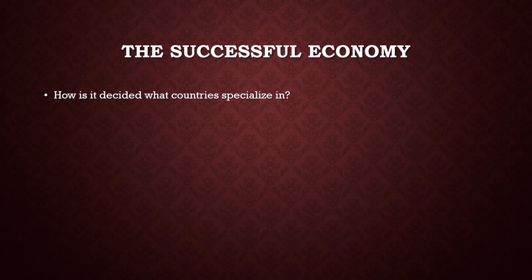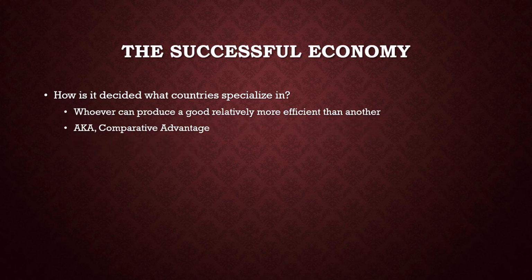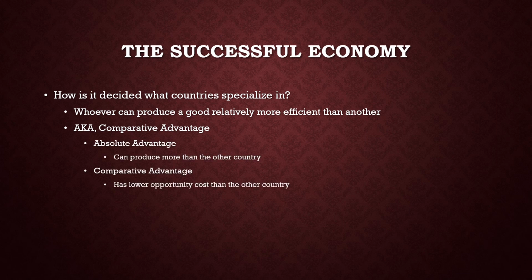The last issue he mentions is a little more of a macro issue. How is it decided what countries specialize in? So the surplus generated trade, generated specialization, etc. How did one country end up making one thing and another country made another thing? How does that get decided? And he mentioned some topics you should recognize from microeconomics. Comparative advantage. Whichever country is relatively, that's the key word, more efficient than another should be producing that particular good.